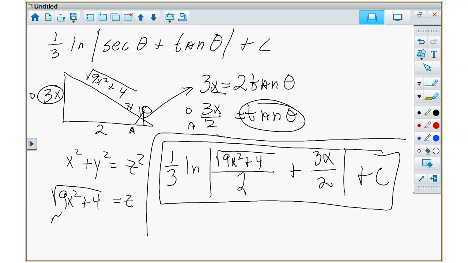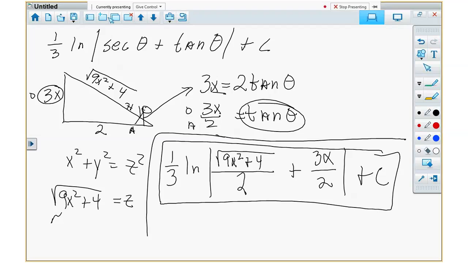Now, how many did we do the other day? 3? We did 3 the other day. You got 2 today. So that's 5. You should have 5 in your notes to work on for your homework.